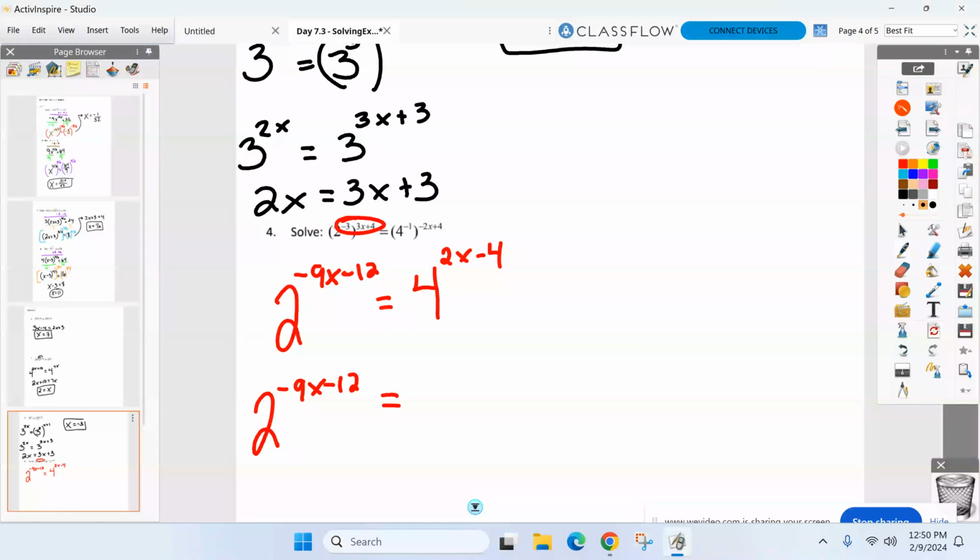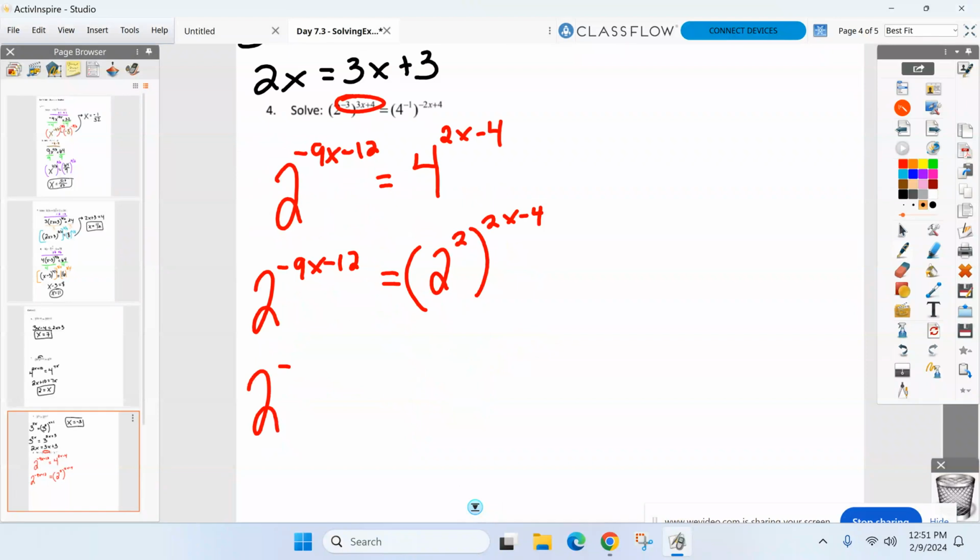All right, what's 4 going to change into? I need a base of 2, remember. So 2 squared. Again, what am I just replacing? The 4. You still have to raise it to 2x minus 4. That's a tough concept to get there. I'm only replacing the 4. The exponent still stays. Okay, got to distribute again. Two to the 4x minus 8. Now we're good to go.